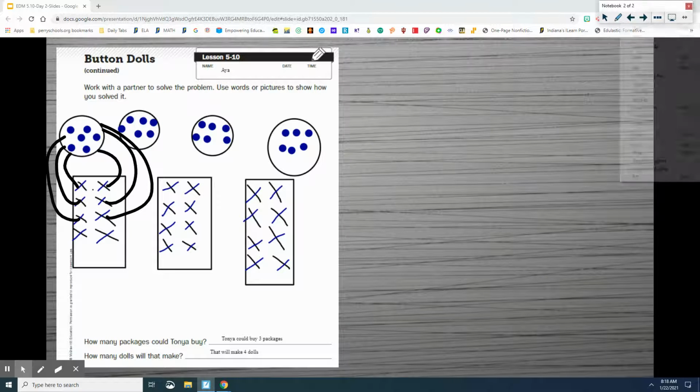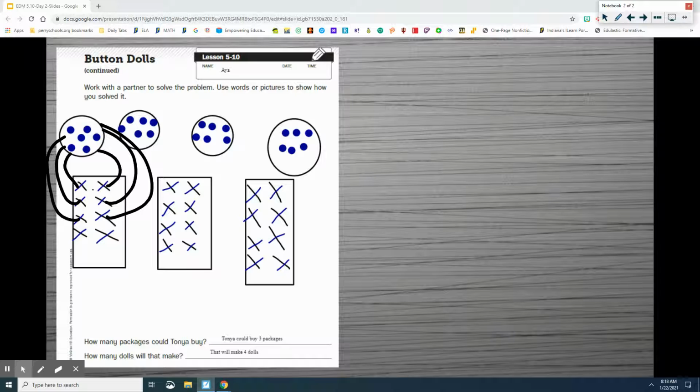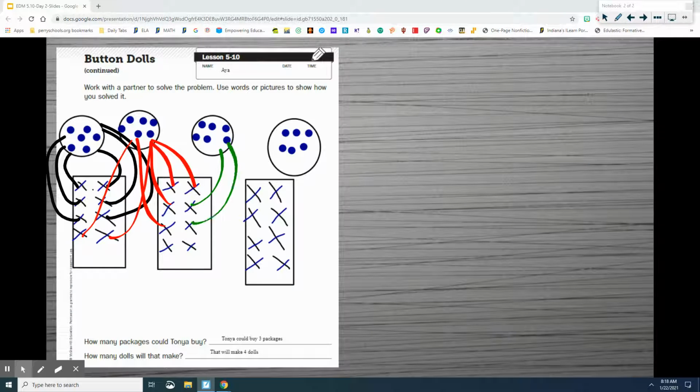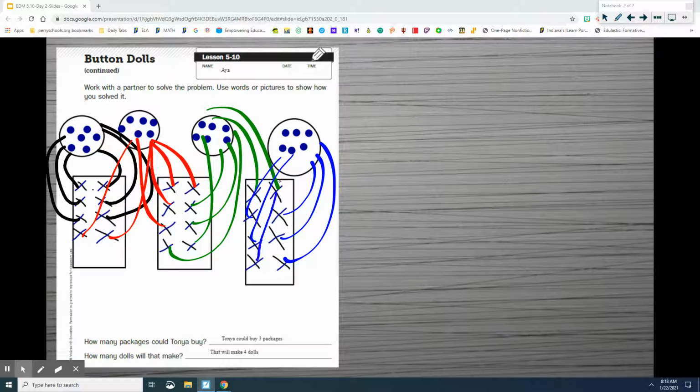And then they would have made the second doll by using this one and this one, 3, 4, 5, and then 6. For the fourth doll, they would have used 1, 2, 3, 4, 5, 6. And then for the last doll, they would have used 1, 2, 3, 4, 5, and then 6 buttons to create them. So this was how they solved the problem to find that Tanya's going to buy 3 packages and make 4 dolls.